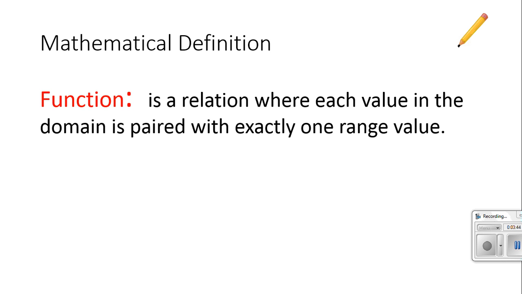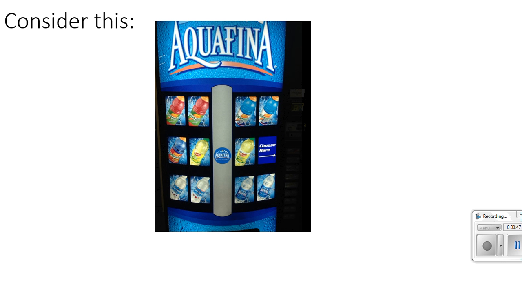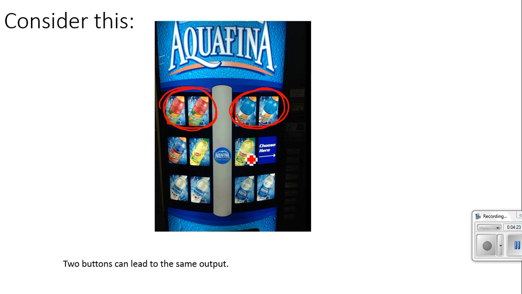And the way I have that set up, and you don't have to write this down, but what I want you to consider is that we have a vending machine. And the vending machine has all different sorts of Gatorades in this case, some tea, and some water. Okay? 2 buttons can lead to the same output. So these 2 buttons are both Gatorades, red Gatorades. If I push this button or this button, I should get a red Gatorade. These 2 buttons represent blue Gatorade, okay? And so on and so forth, okay?